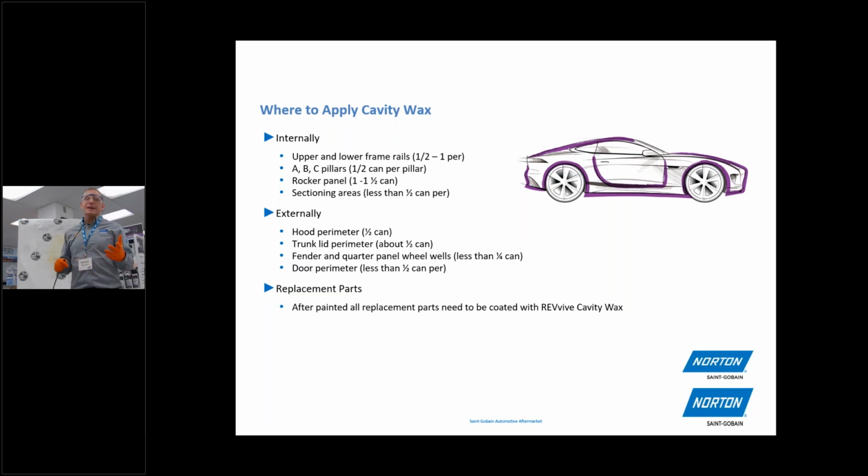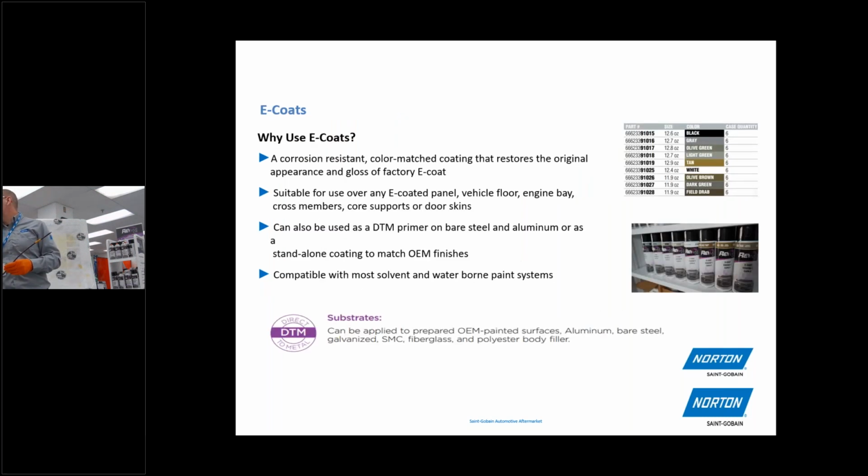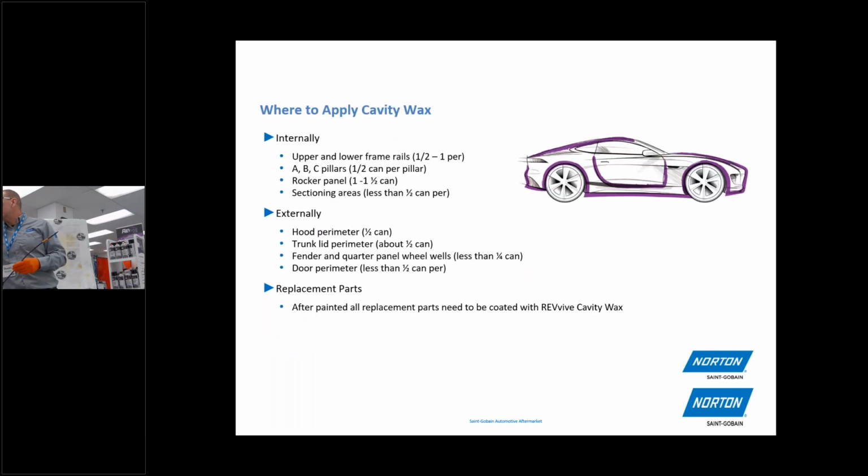And after they're painted, the OEMs are going to want you to put cavity wax down on the vehicle. So we're going to use 1.5 cans to 2 cans a week of cavity wax per tech in the shop. So 1.5 cans to 2 per week to give you a good idea of what you're looking for.